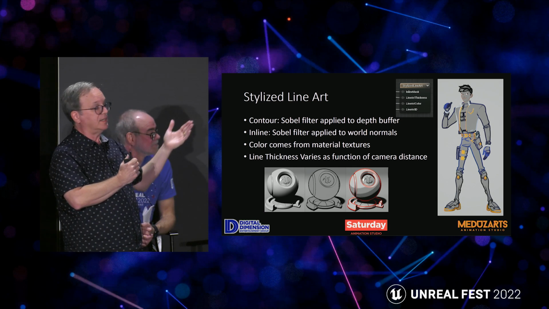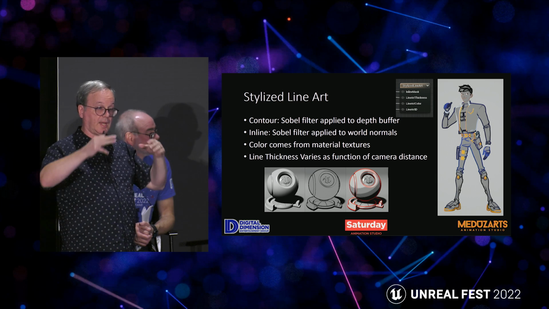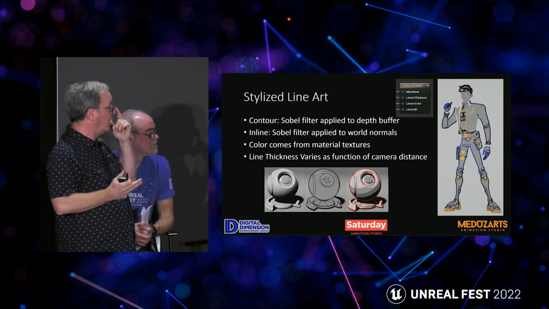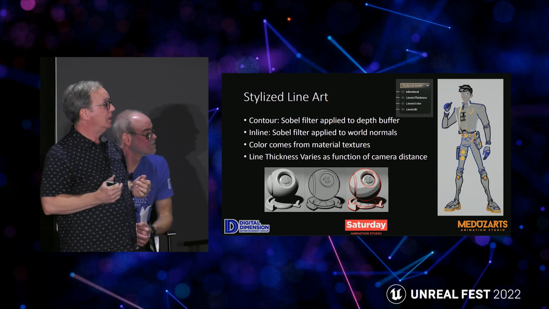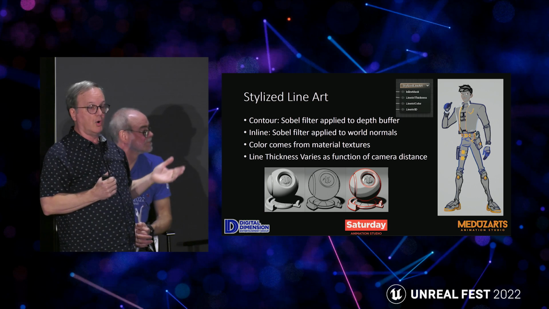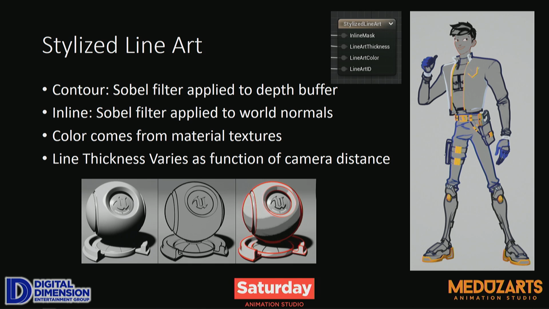So applying this to the depth buffer, if you're looking at the typical depth buffer, it's basically going to find all the edges of the objects. And if you apply it to the normal map, it's going to draw lines whenever there's a big difference in the normal directions.